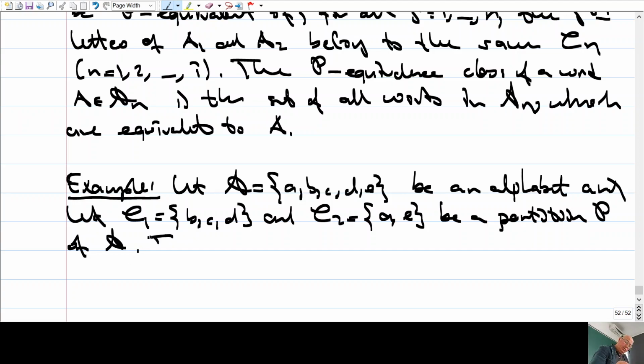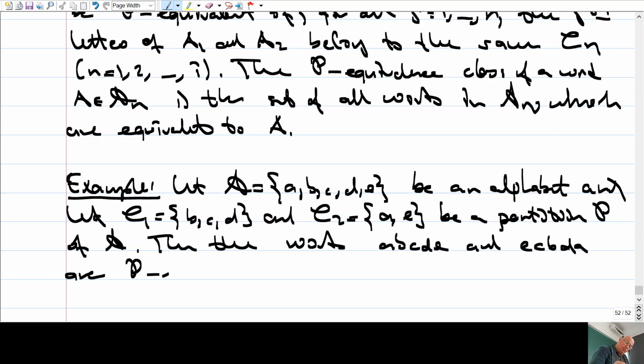Then the words A, B, C, D, E and E, C, B, D, A are P equivalent. What is that? The first letters A and E, they belong to the same set C2. Second ones B and C, they belong to C1. Third ones again B and C, they belong to C1. Fourth letters D and D, well, they are the same. And the fifth ones A and E, they belong to C2. So these are P equivalent words.